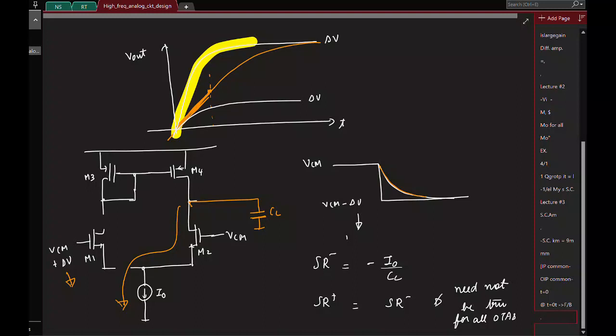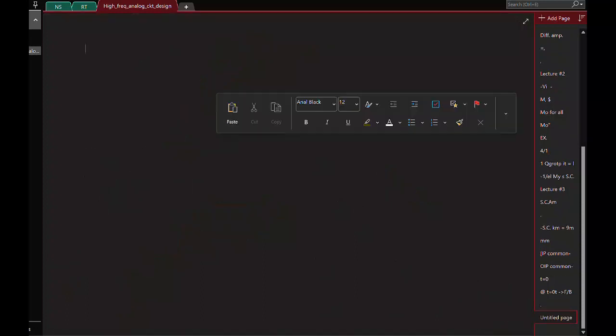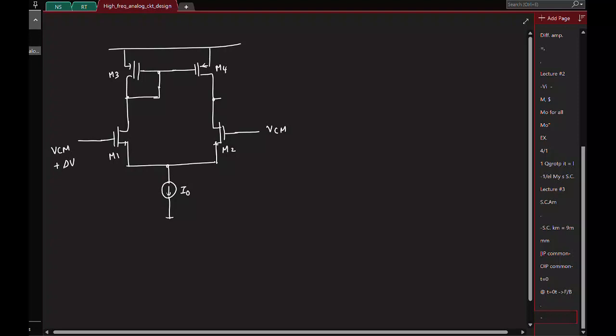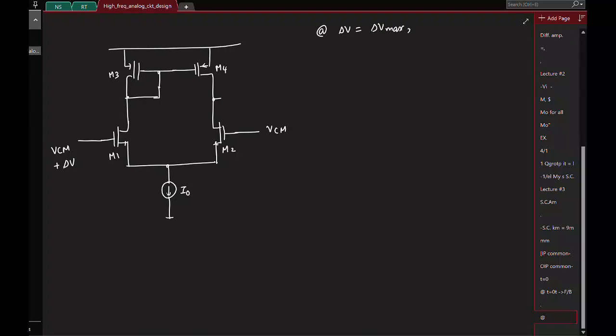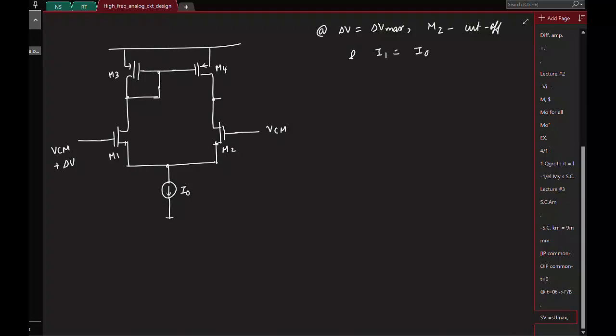Okay, great. So 10 more minutes, let me cover the last point. So again, the case we have is at one point we had VCM plus delta V, other is VCM, okay, and we saw that at some delta V equal to delta V max, M2 is cut off and current in the transistor M1 is I naught. Okay, so let's quickly find out what is this delta V max.